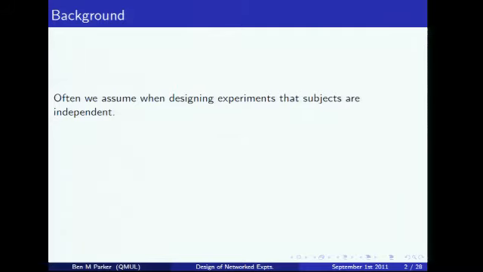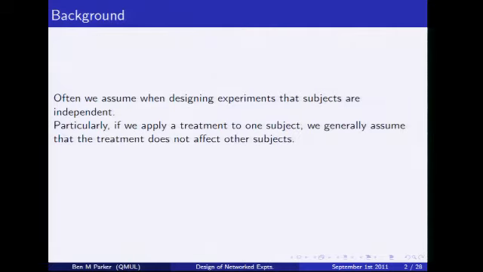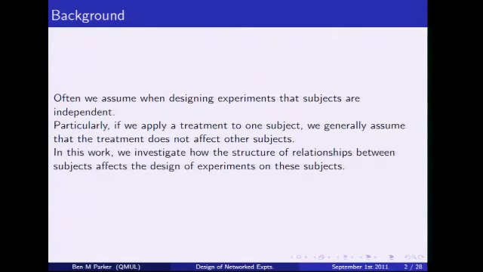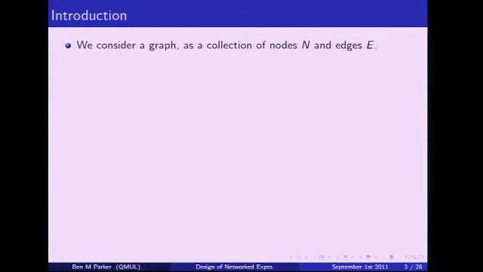Okay, so when we design experiments, probably everyone here to a certain extent assumes that the subjects are independent, and that's pretty much what we always do. Particularly if we apply a treatment to one subject, we generally assume that the treatment does not affect any other subjects. But in this work we're going to investigate how the relationship between these structures affects how we might design the experiments on these structures.